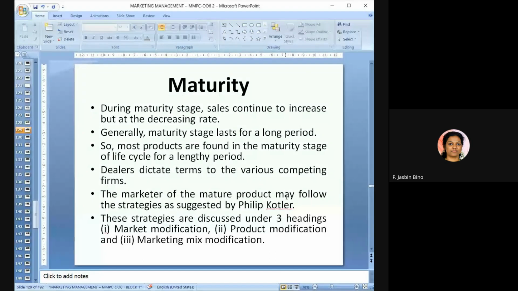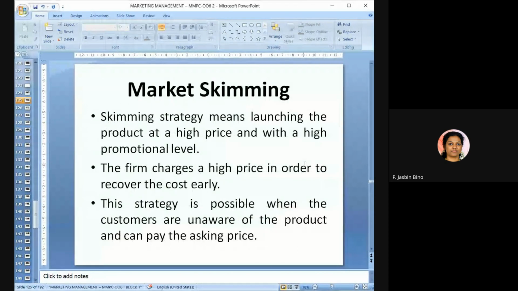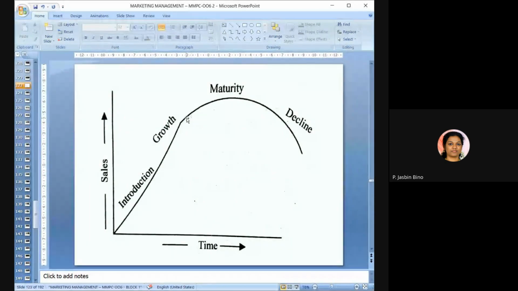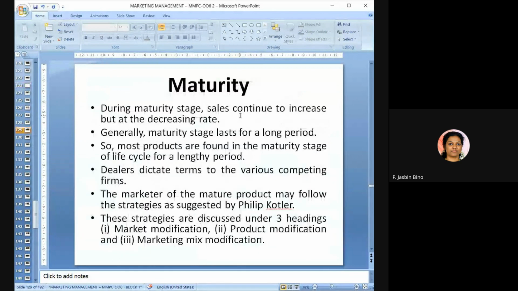So remember that graph which I showed you, introduction, growth. In the maturity stage the curve is slightly the same, right? Just see here, here there is a sudden growth. Here it is growing but at a decreasing rate. Most of the products we find today in the market are in this stage only. That is the maturity stage. So this is the lengthy period. Dealers normally dictate the terms to the various competing firms.